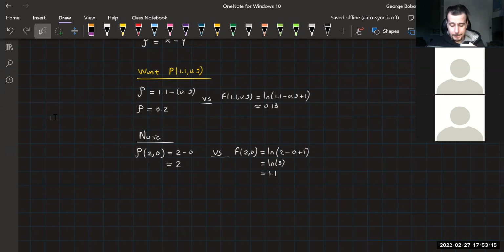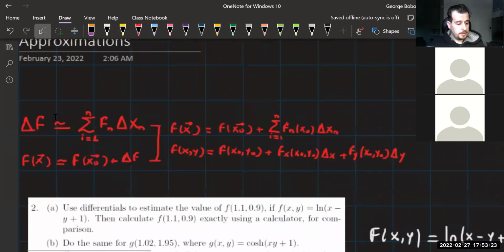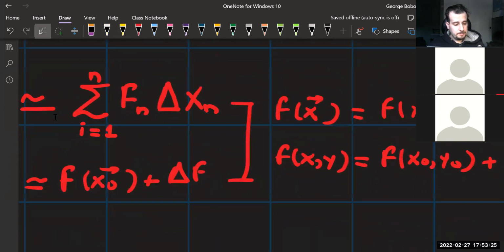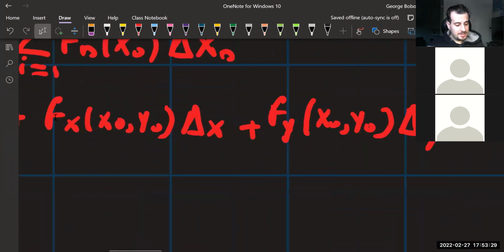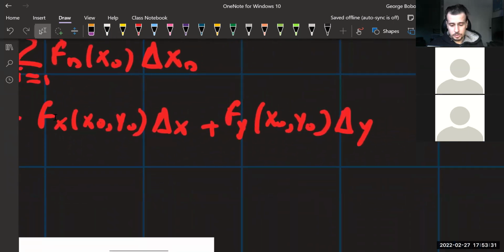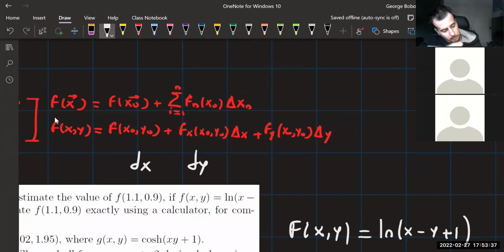I think I'm good. Does differential mean like derivative? Differential is this guy over here. Like you see these delta x's and delta y's. These are usually called differentials. These are differentials. Okay.